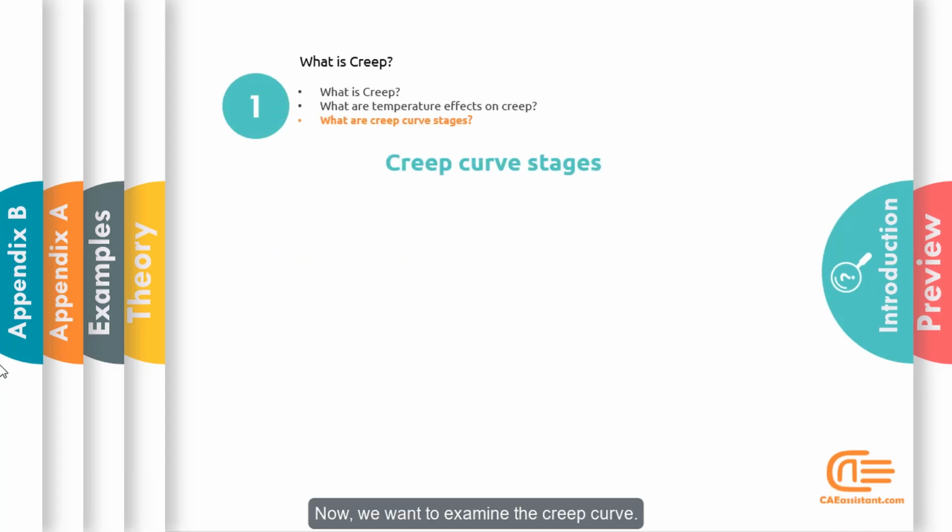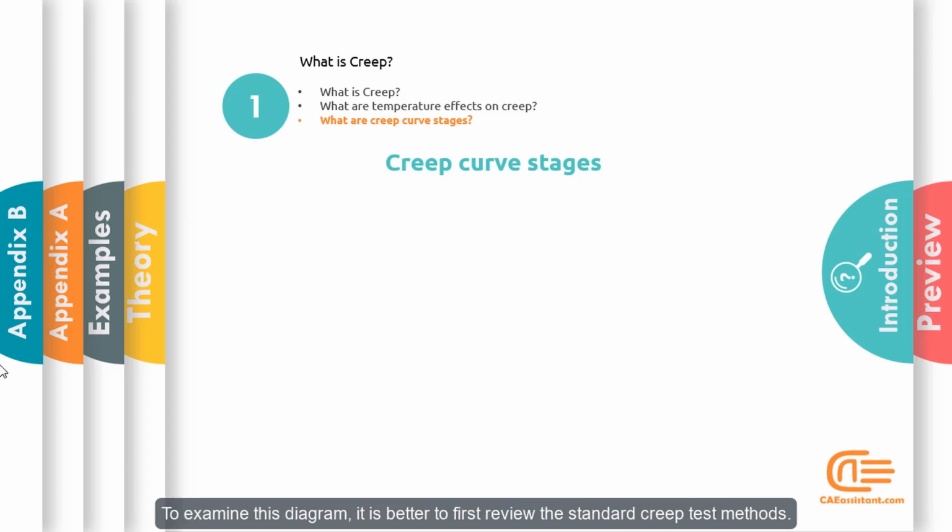Now we want to examine the creep curve. This helps us to have a better understanding of the stages of creep. Usually, the strain time diagram is used to study the creep process. To examine this diagram, it is better to first review the standard creep test methods. The standard creep test is generally performed in two ways: constant load and constant stress.